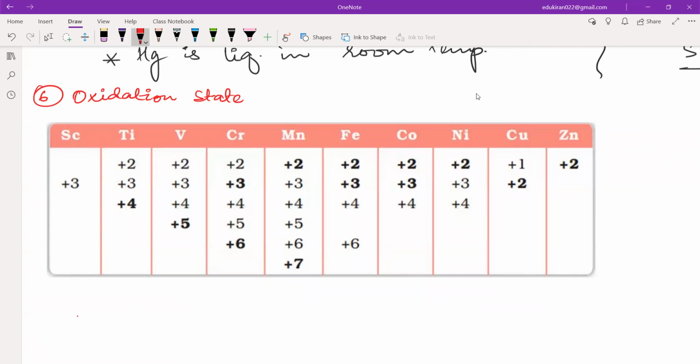So if I leave scandium, then for all of them, what is the common oxidation state in the 3D series? +2, right? Yes, all of these elements have +2 oxidation state. Now, why do they have +2 oxidation state?